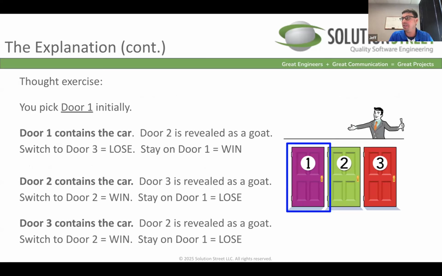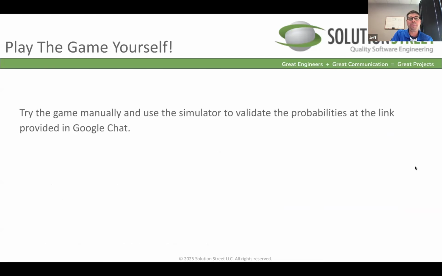But let's look at the other 2 scenarios. If door 2 contained the car from the beginning, then door 3 will be revealed as the goat from Monty, and you should switch to door number 2. You stay on door 1, you're going to lose. If door 3 contained the car, then door 2 would be revealed as a goat, and switching to door 3 would get you the win. Therefore, of 3 scenarios where you picked door 1, 2 of them you won, 1 of them you lost, 2 out of 3 for the probabilities.